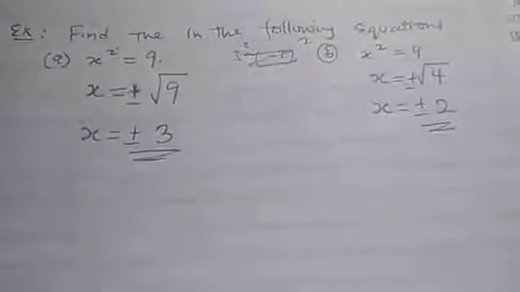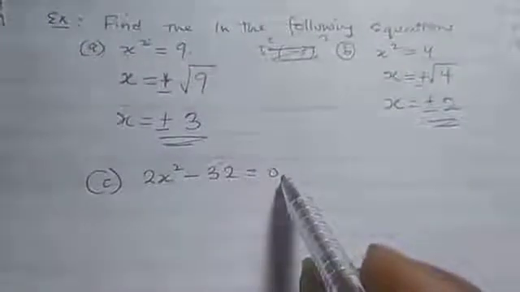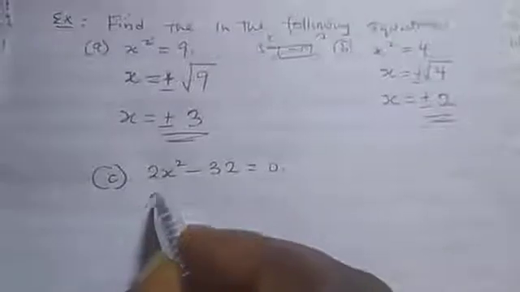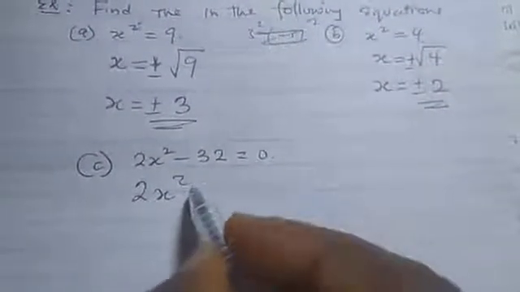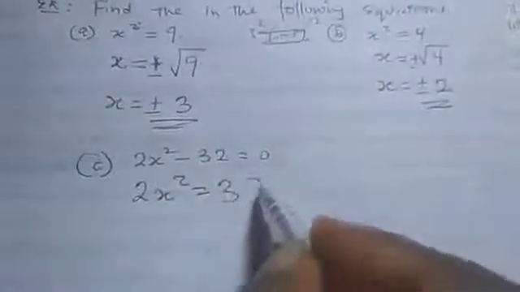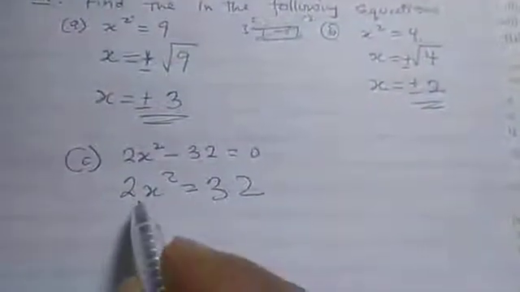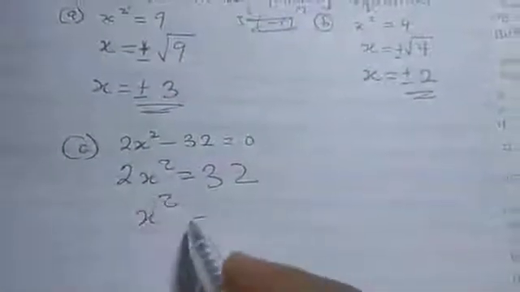Let's consider another important one. 2x squared minus 32 is equal to 0. The first thing is we collect the like terms, as in our linear equation. I will take this minus 32 to the other side, so it will become 32. This 0 has no significance. Now, what you do is you divide both sides by 2. x squared is equal to 32 divided by 2, so x squared is equal to 16.